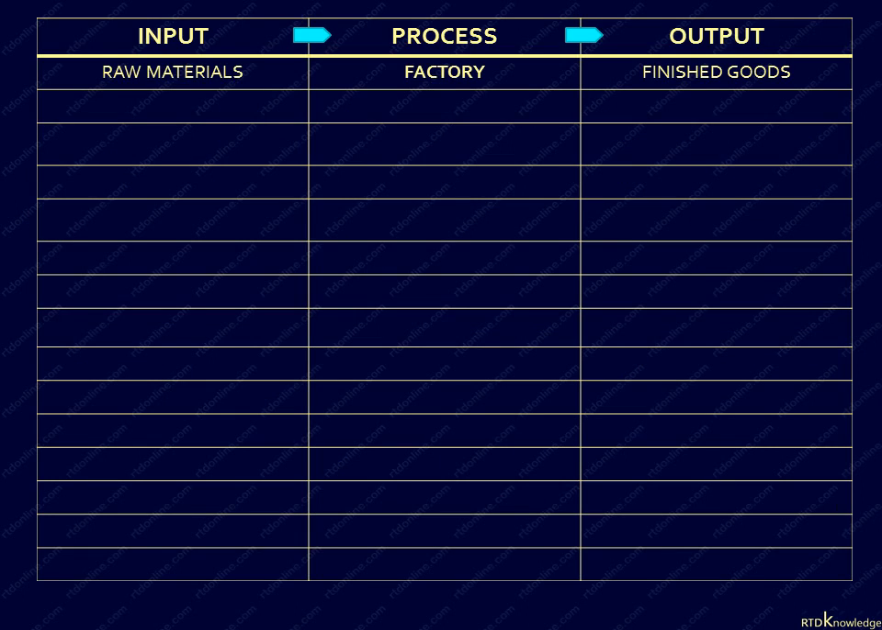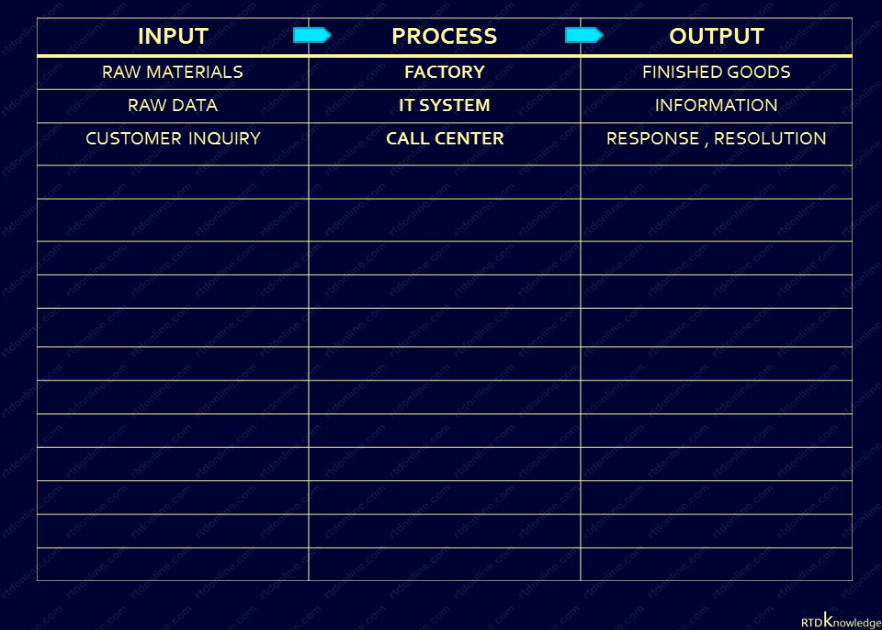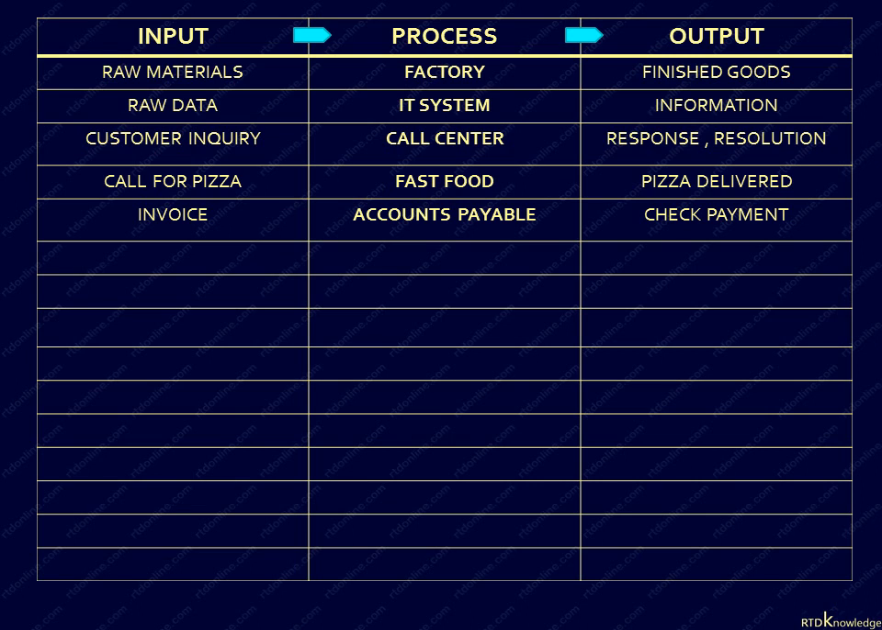You may think right away of a factory that converts raw materials into finished goods, like a factory making pencils out of wood. Your IT department also operates like a factory when it transforms raw data into information or reports. Call centers process inquiries into responses. Fast food restaurants convert our calls into food delivered at our doorstep. Your accounting department processes supplier invoices to produce checks.